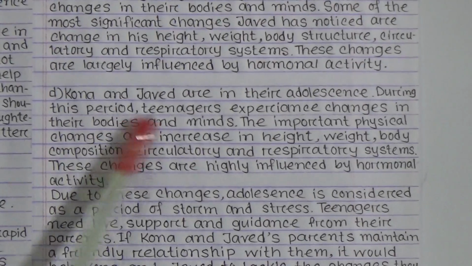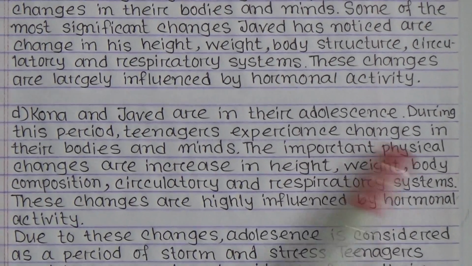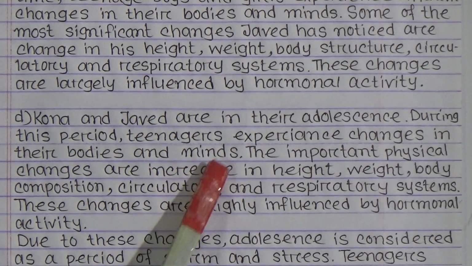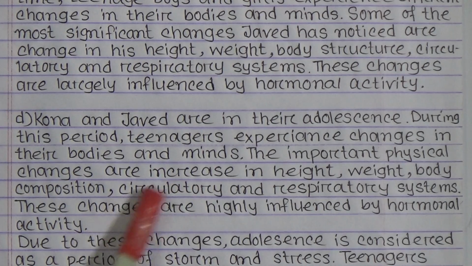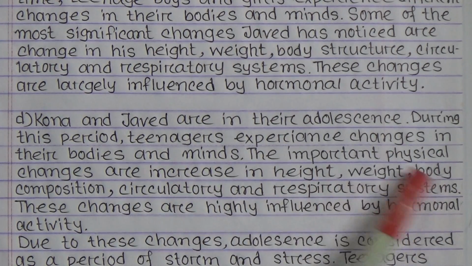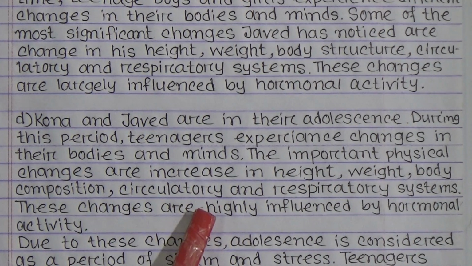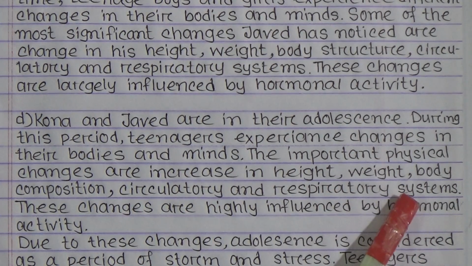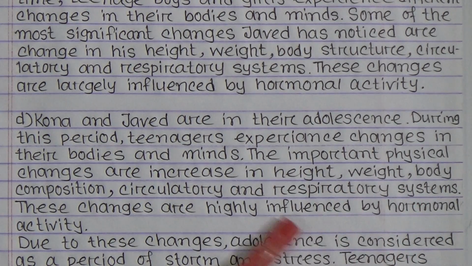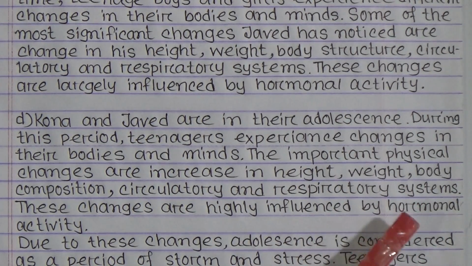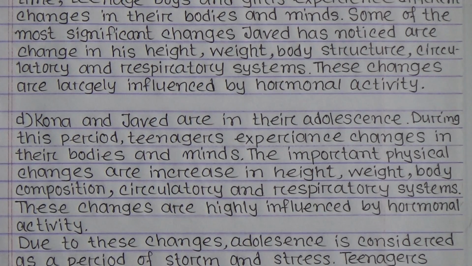During this period, teenagers experience changes in their bodies and minds. The important physical changes are increase in height, weight, body composition, circulatory and respiratory systems. These changes are highly influenced by hormonal activity. Due to these changes, adolescence is considered as a period of storm and stress. Teenagers need love, support, and guidance from their parents.